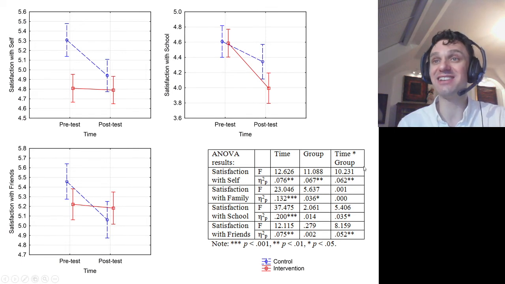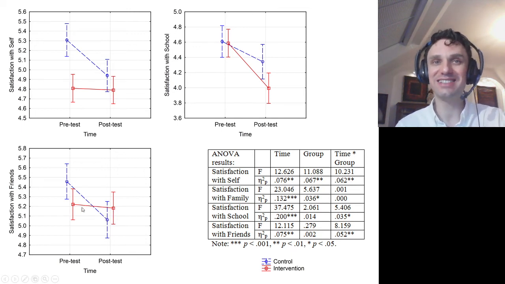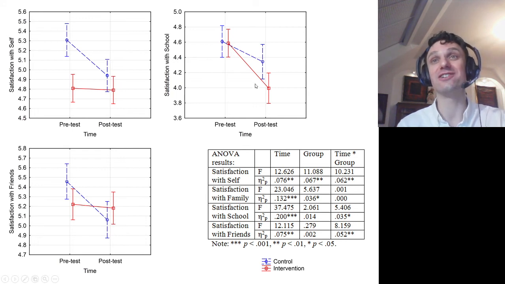What we care about is this interaction between time and group, which tells us that the change from pretest to posttest was not the same in two groups. And we discovered some significant effects. And here you can see that, for example, for satisfaction with self, in the control group, it dropped. In the intervention group, it almost did not change. Or satisfaction with friends. In the control group, it dropped a lot. In the intervention group, it dropped a little. And this difference is statistically significant. The only variable on which we observed the effect in the opposite direction was satisfaction with school. In the control group, it dropped a little. In the intervention group, it dropped a lot.